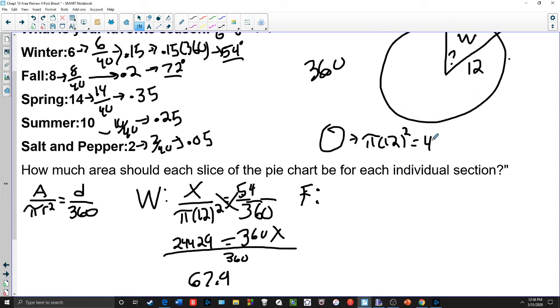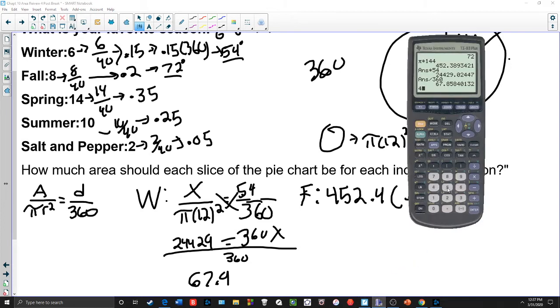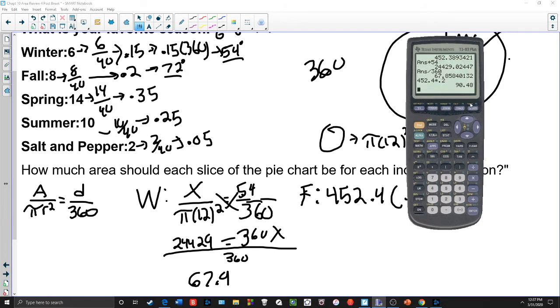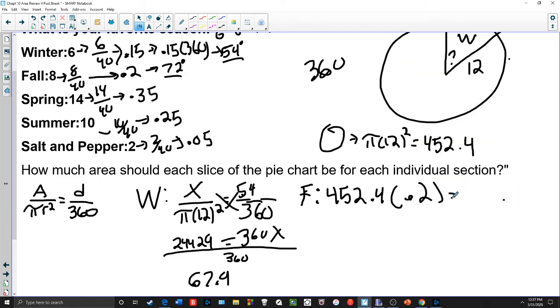So if I want how much area should be devoted to fall, what you can do to shorten it up a little bit is simply do 452.4 times 0.2. If you do that, you get 90.48. And that's how much area you should devote to the fall section.